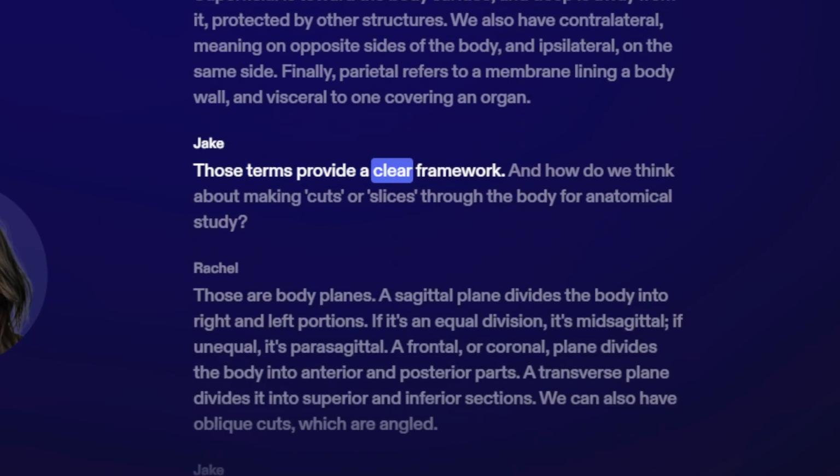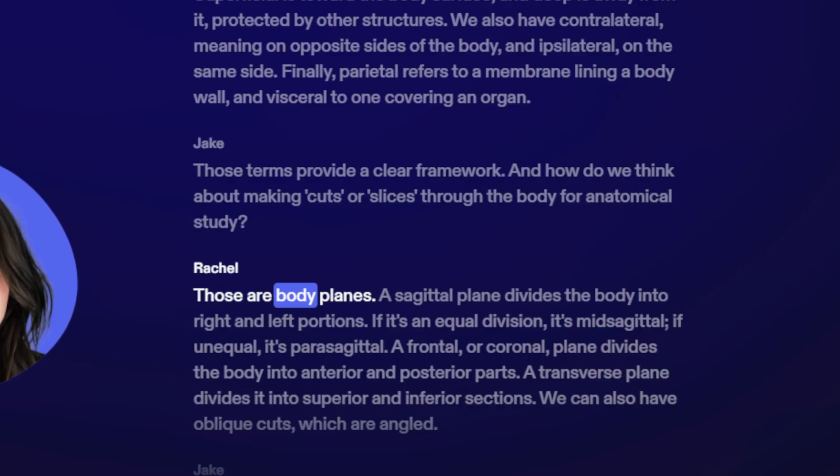Those terms provide a clear framework, and how do we think about making cuts or slices through the body for anatomical study? Those are body planes. A sagittal plane divides the body into right and left portions. If it's an equal division, it's mid-sagittal. If unequal, it's parasagittal. A frontal or coronal plane divides the body into anterior and posterior parts. A transverse plane divides it into superior and inferior sections.